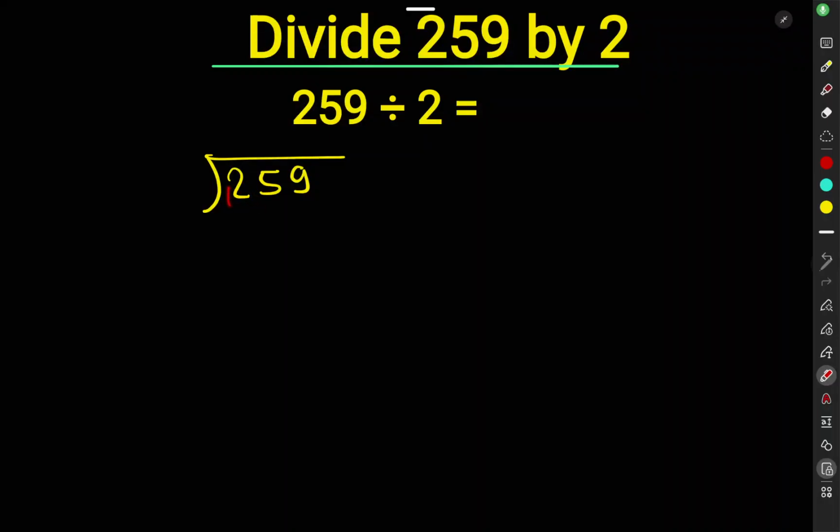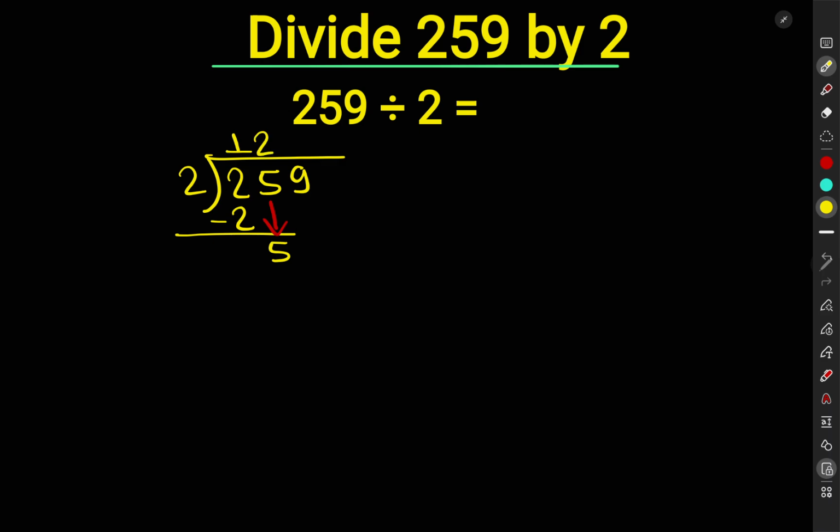We divide 259 by 2 in long division method. So 2 times 1 means 2. On subtracting we get 0. So now we put down the number beside this 5 and we remove this 0.